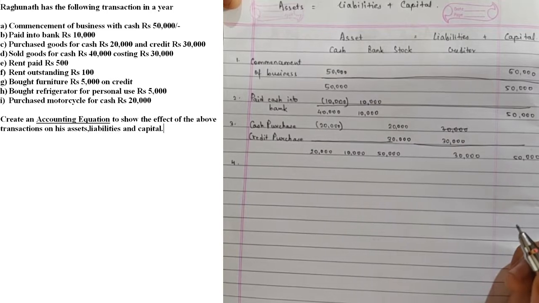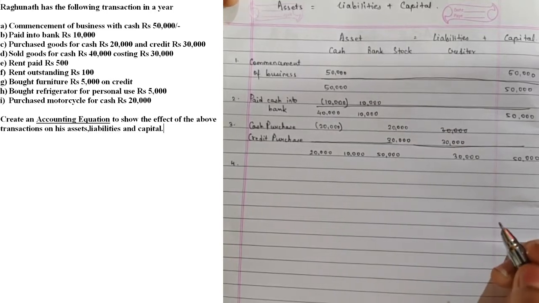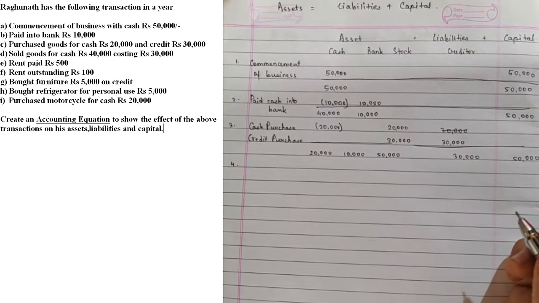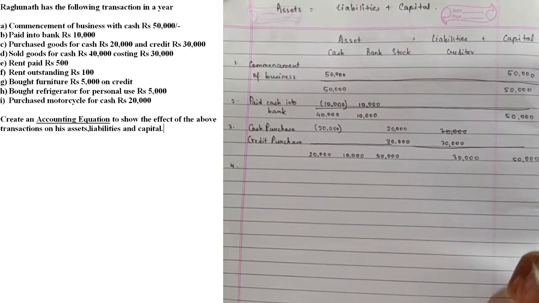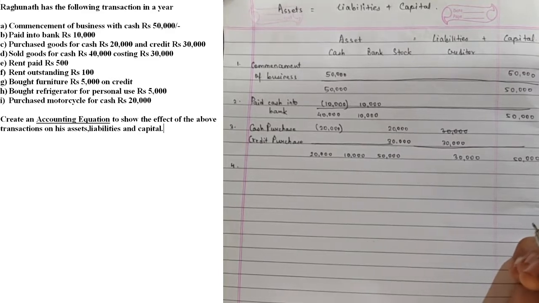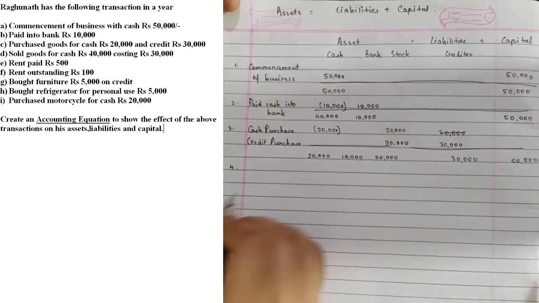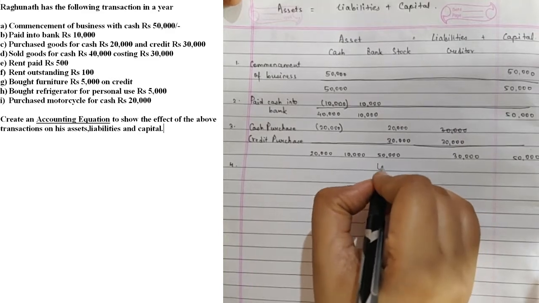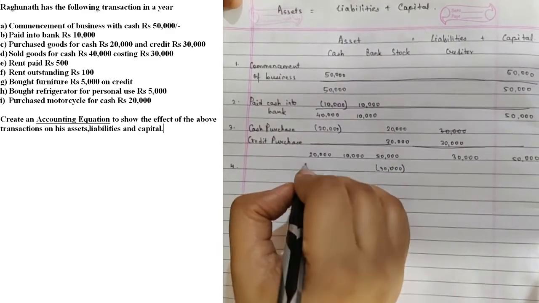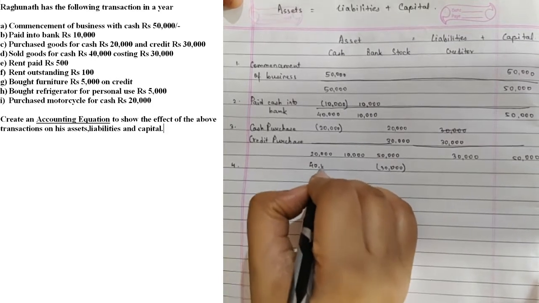The fourth transaction is sold goods for cash rupees 40,000 costing rupees 30,000. Now this means that the cost of the goods was 30,000. Obviously, we are going to sell the product at a higher rate. That is how we make a profit. So, while the stock was reduced by 30,000 only, we got cash of 40,000.